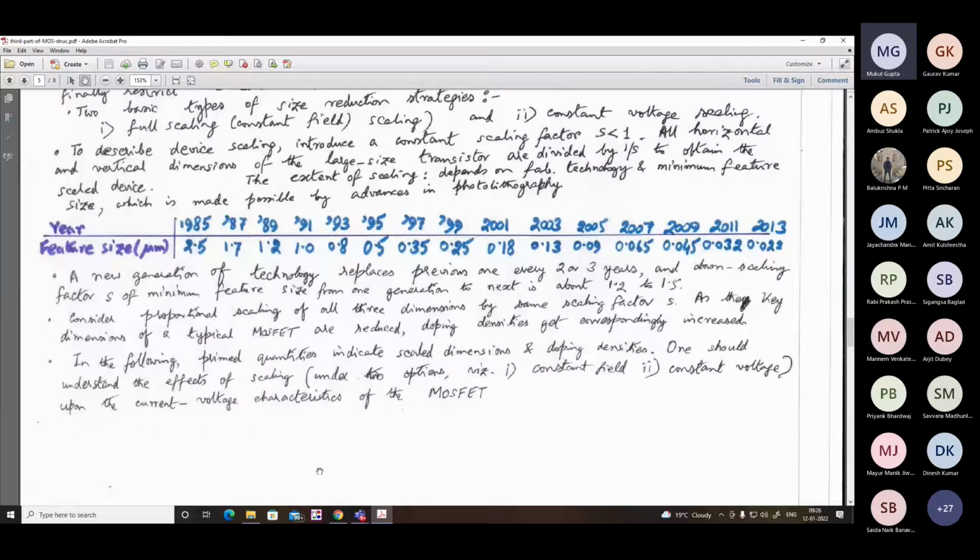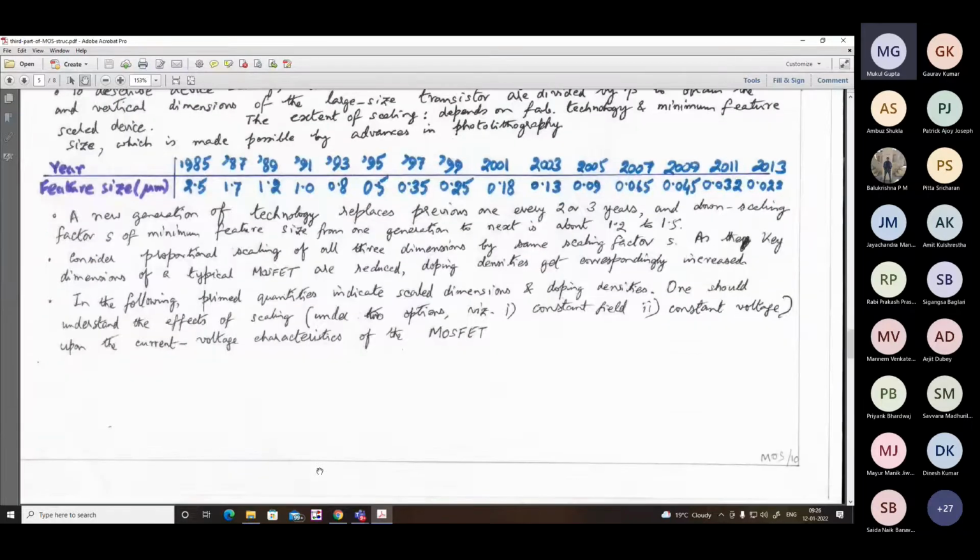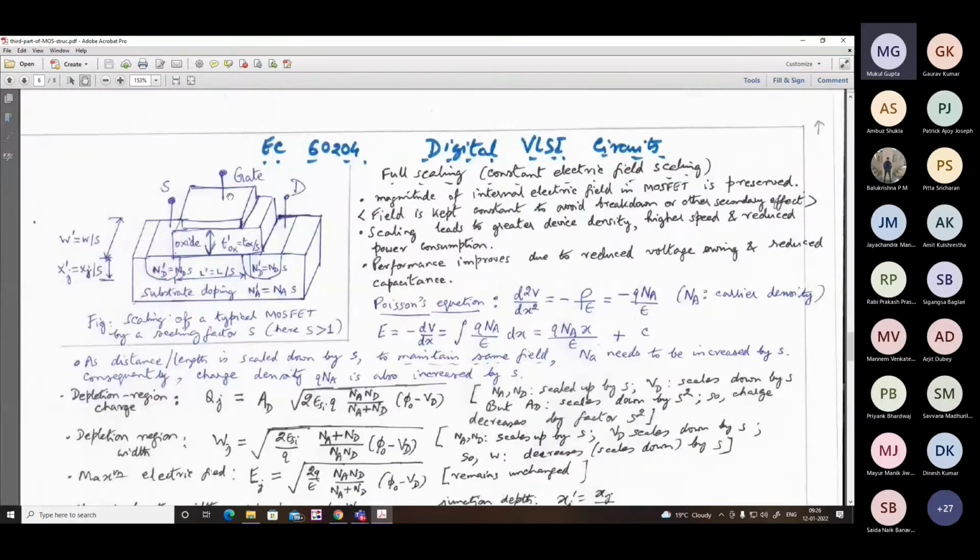I draw for your benefit just a three-dimensional figure where you see the gate, the overlying gate. Then oxide is between the gate and the big rectangular parallelepiped. What does it show? The source island, drain island, and then the substrate. So roughly we have drawn.